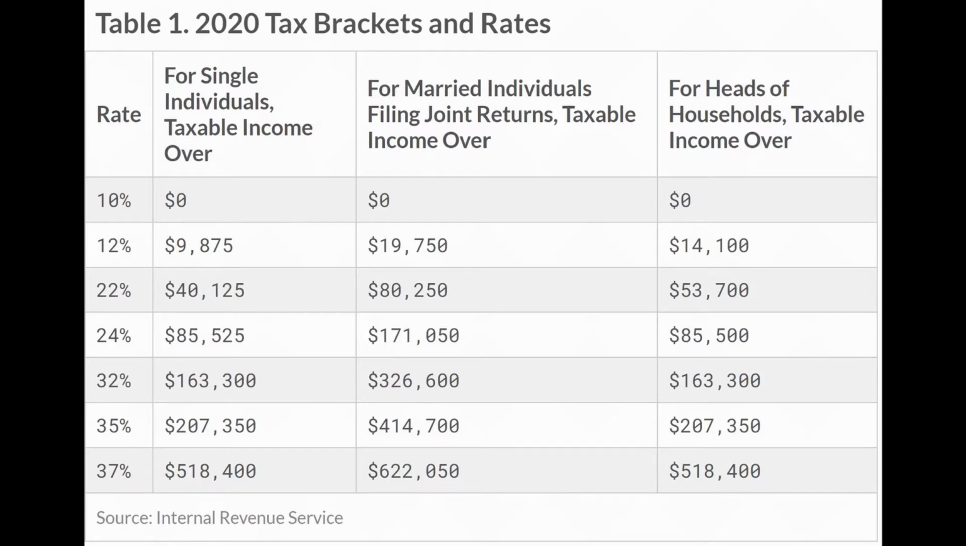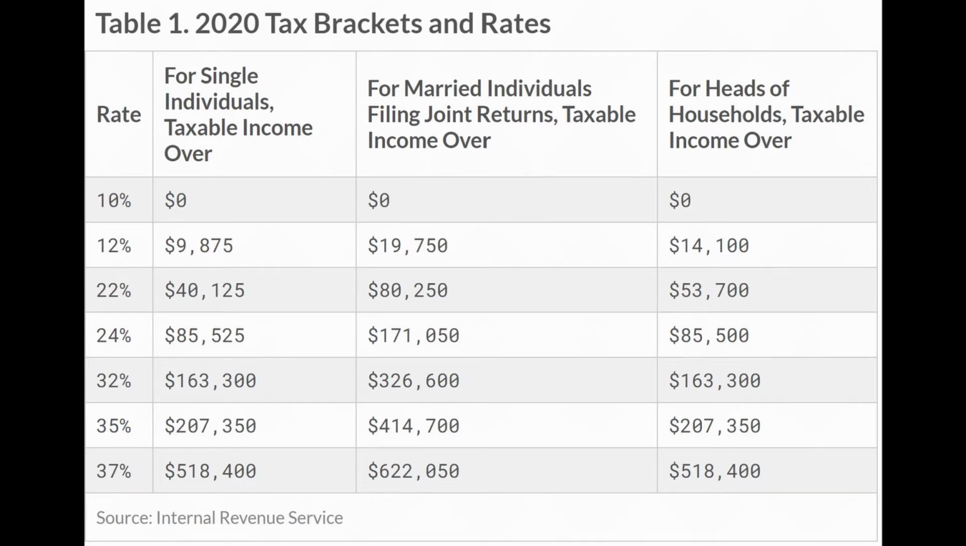Now, if I switch the screens real quick and put up the ordinary tax rates, and this is both for 2020, you can see that you can pay anywhere from 10% all the way up to 37%. So obviously, the long-term capital gains tax rate was more advantageous because the maximum amount that you could pay was 20%, whereas the maximum amount that you can pay on the ordinary tax rate is 37%.